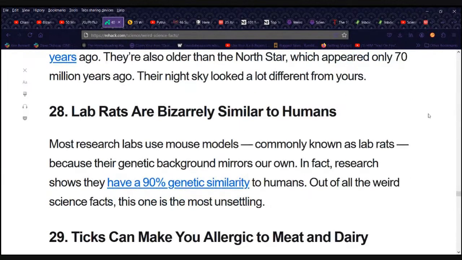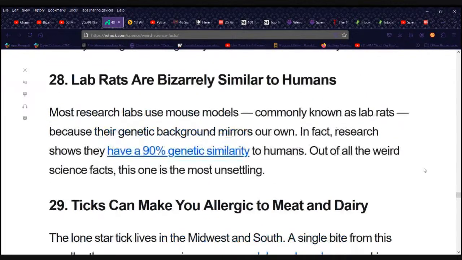Lab rats are bizarrely similar to humans. About 90% genetically similar, and that's why they use them in the labs for testing. And they're designed to get cancer.